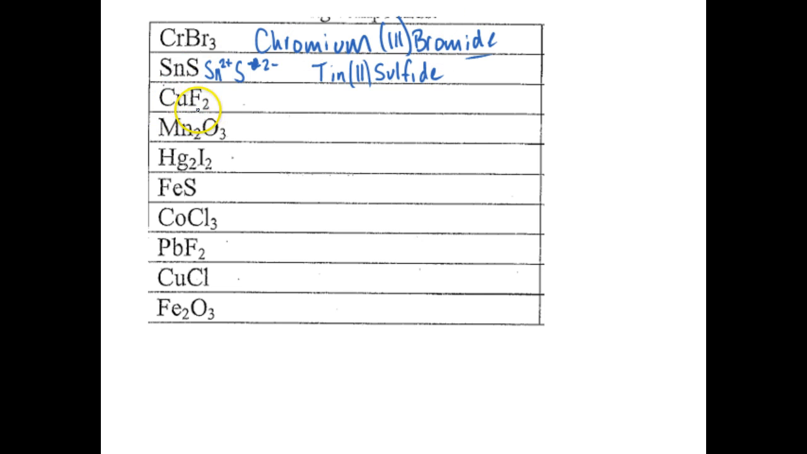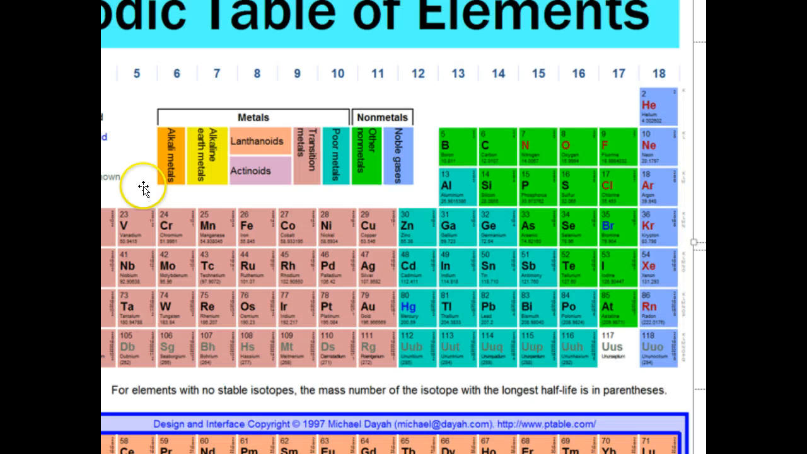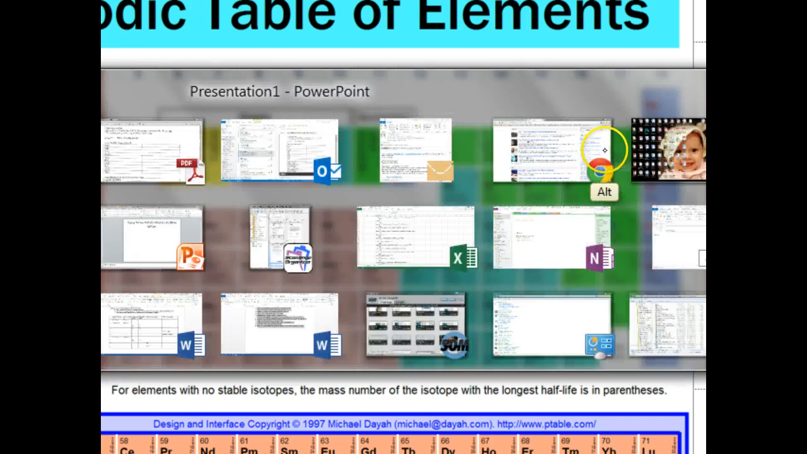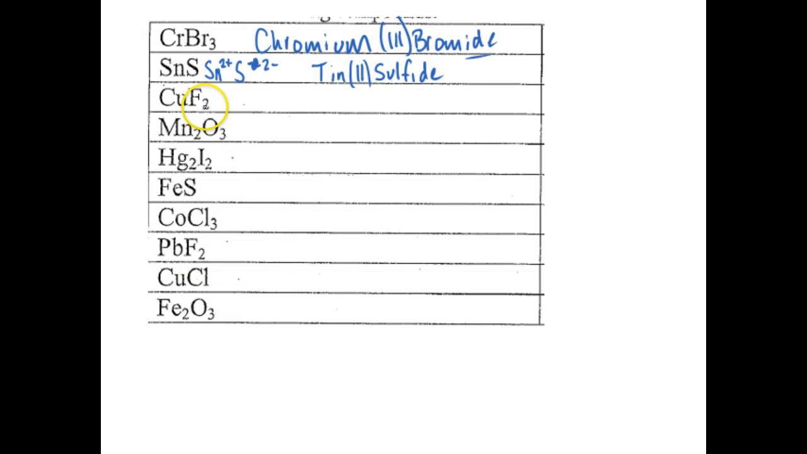CuF2. Cu is copper, fluoride, fluorine is a halogen. All right, we'll find fluorine over in this first column over here. So it has a 1- ionization state. So there are 2 of them. So, right, if we were to look at a dot diagram of fluorine, it would have 1, 2, 3, 4, 5, 6, 7. We know there's 2 fluorine, so there would be another one down here.